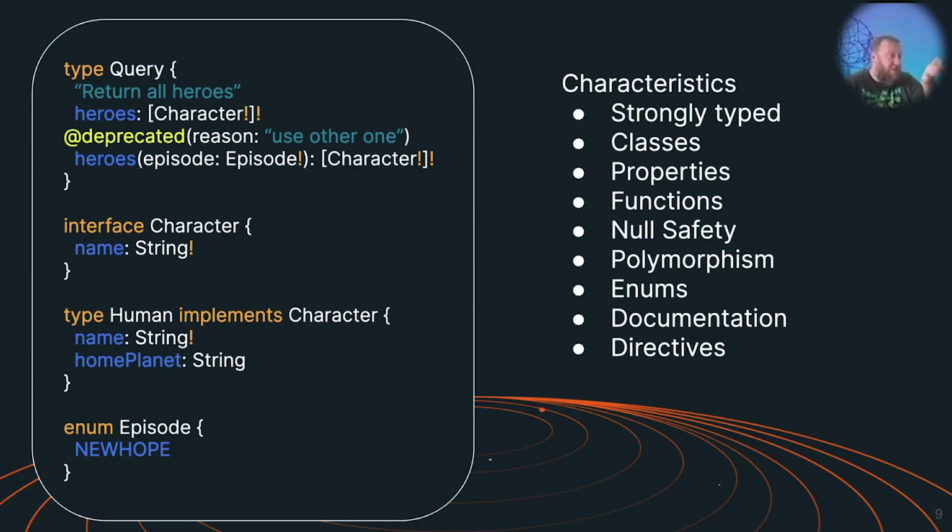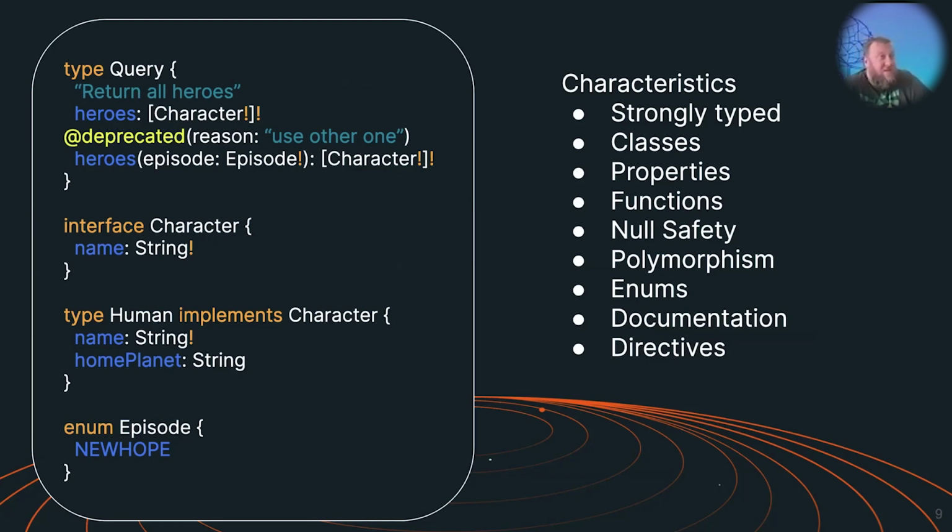The next one is a big one. Every field declares whether it's null or not. So the exclamation mark at the end means that. GraphQL is null aware, and you have to define it at build time. This is a runtime validation constraint of GraphQL that's going to validate that those fields are not null for you. Then we've got polymorphism.